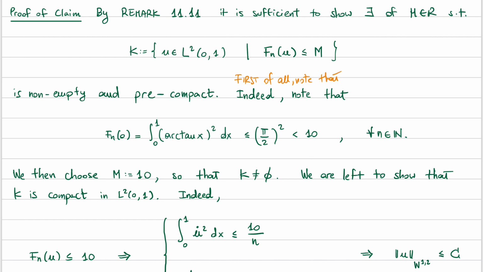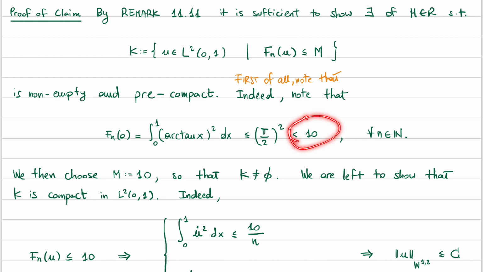So first of all, note that Fn of 0, by just looking at the definition, is equal to the integral of arctan of x squared. And the arctan is less or equal than pi over 2 in absolute value. Therefore, if you square it, this is less or equal than pi over 2 squared. And I hope that this is less or equal than 10.